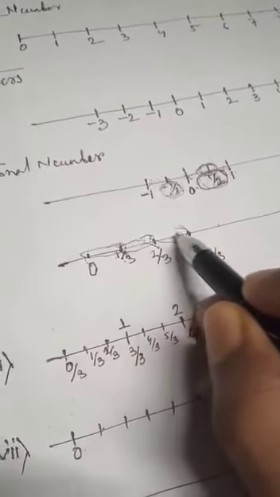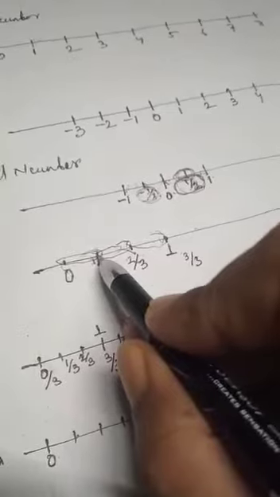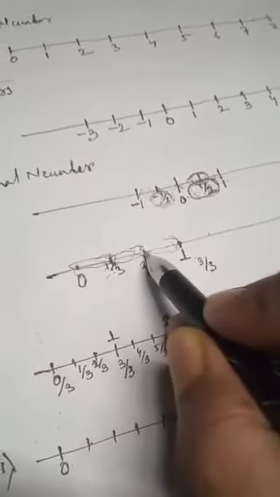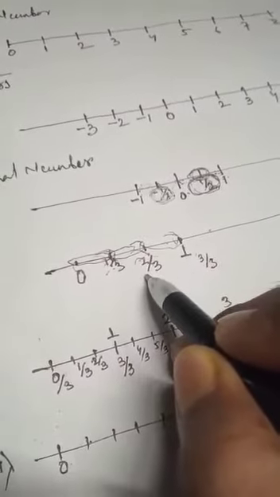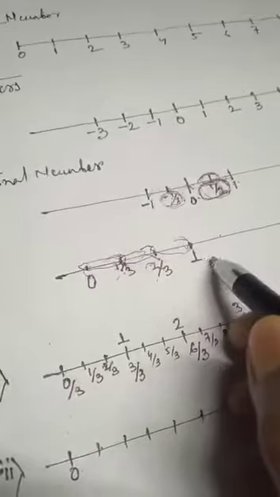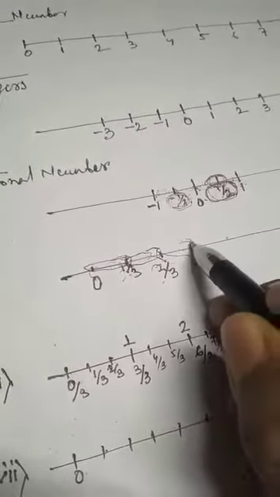So all are equal parts. From 0 to this point we can write 1 by 3. From 0 to this point we can write 2 by 3. From 0 to this point we can write 3 by 3, that means it is 1.